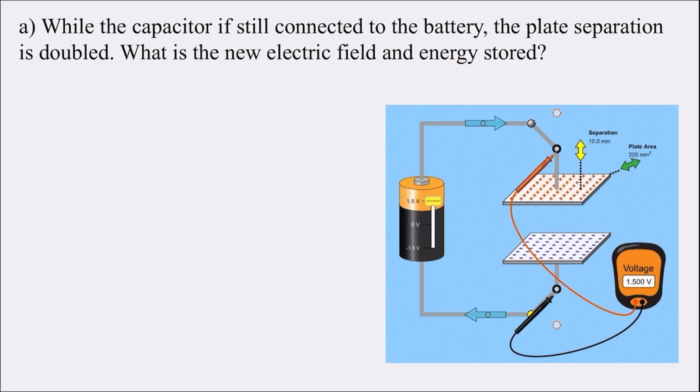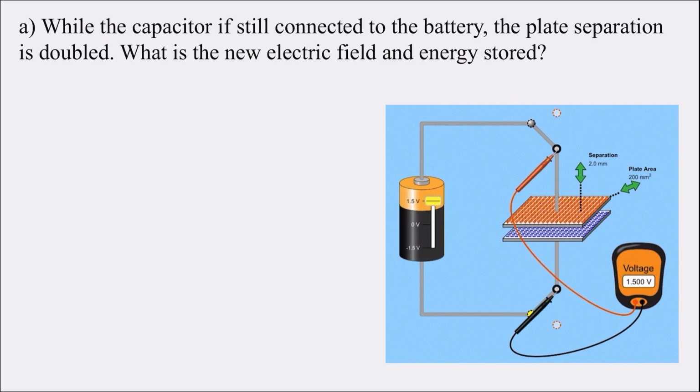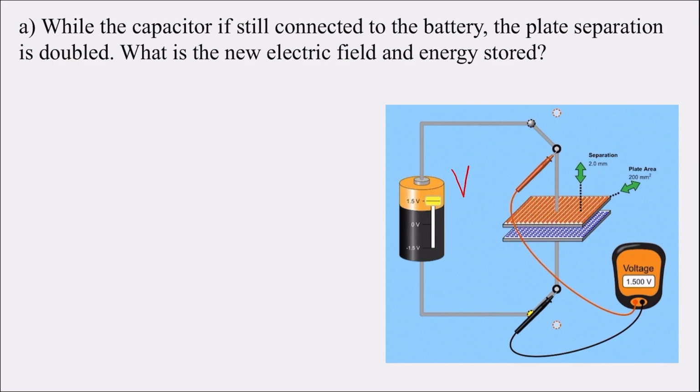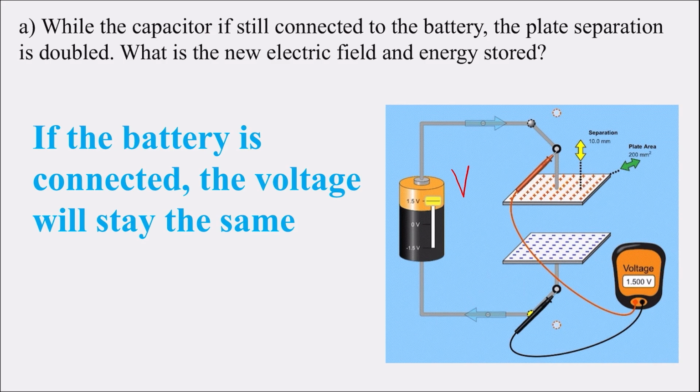In the first case, the plate separation of the capacitor is doubled while the capacitor is still connected to power. Now, because the battery is what's providing the potential difference across the capacitor, V, no matter what happens in this case, the battery voltage is going to stay the same.